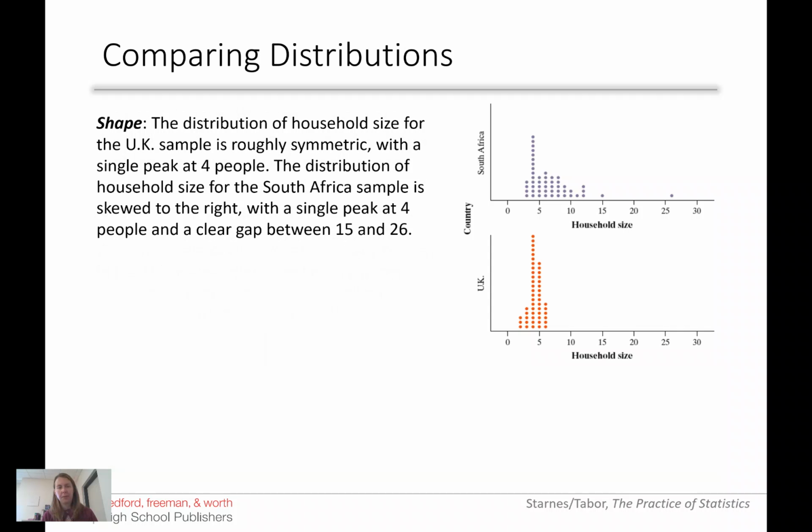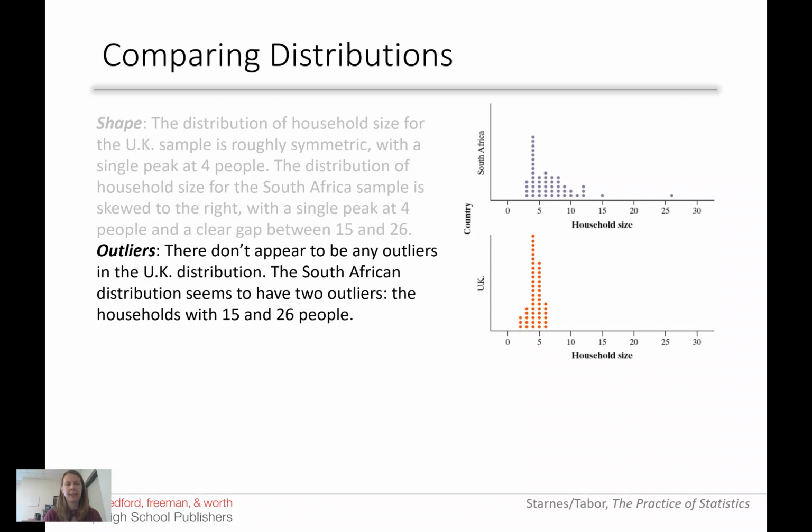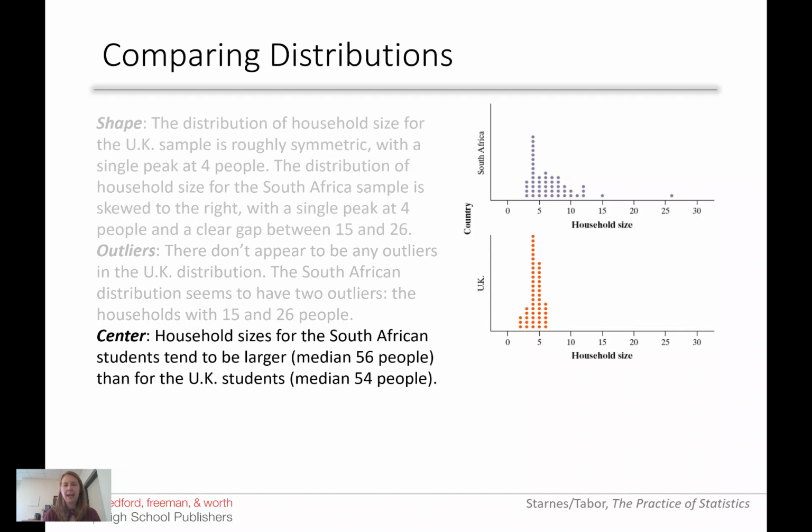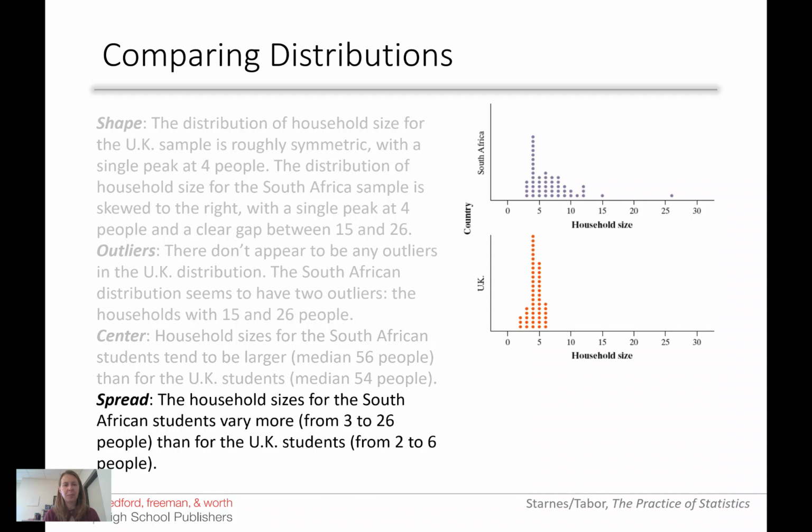So for what the book says, essentially what I said, roughly symmetric, single peak around 4, whereas South Africa does have that, but there's a gap between 15 and 26. And the 15 and 26 are potential outliers. They use the word seems to be. And the median, if you were to calculate it, is higher for South Africa than for the UK. And spread, they give the range here, but again, we're going to lean over and go to IQR.